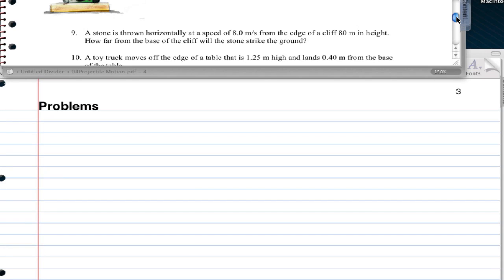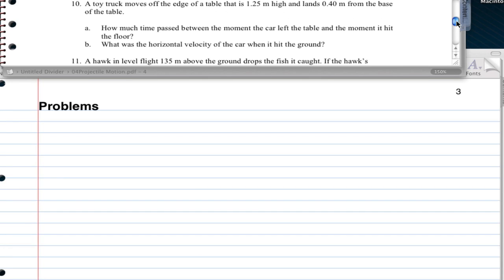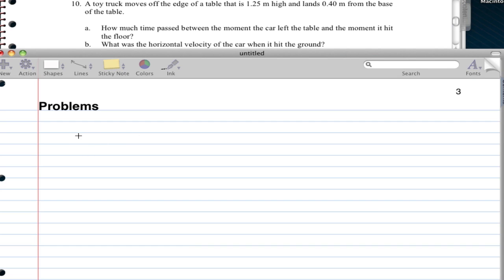Alright, so let's move on to problem number 10. We have a toy truck moving off the edge of a table that is 1.5 meters high and it lands 0.4 meters from the base of the table. So just go ahead and read this problem. I'm going to go ahead and get it drawn.